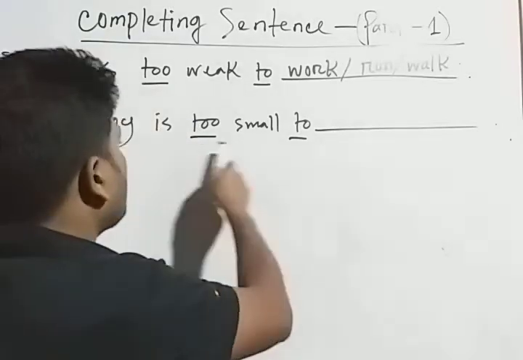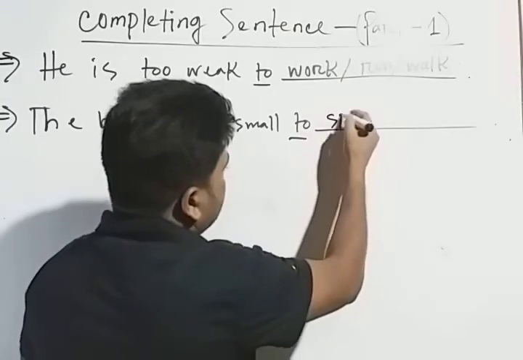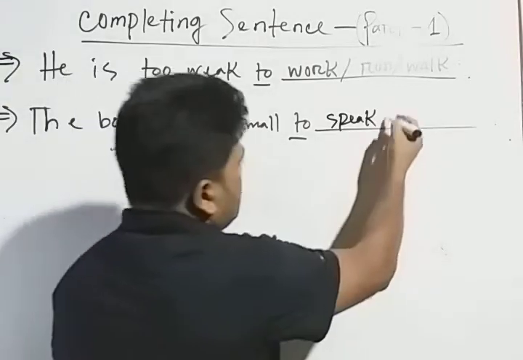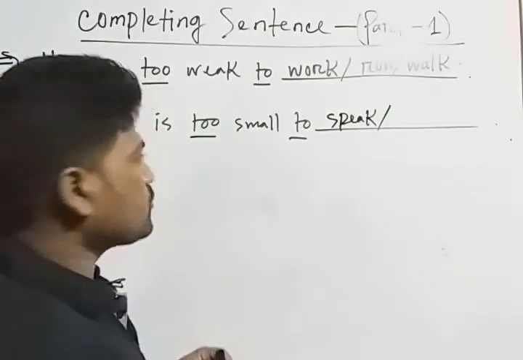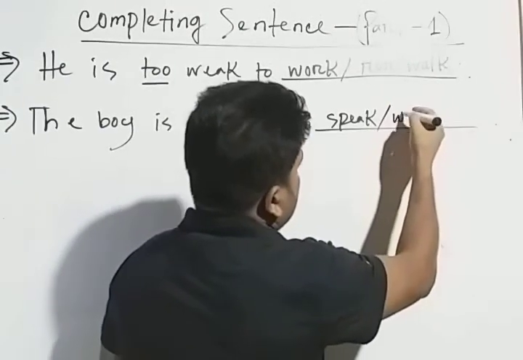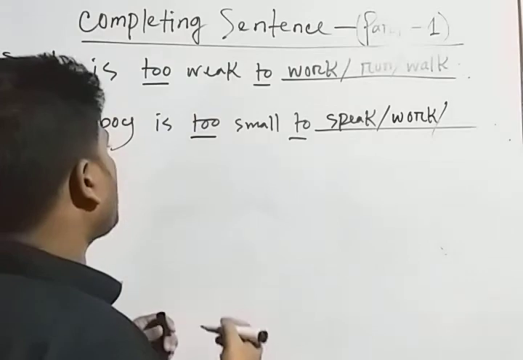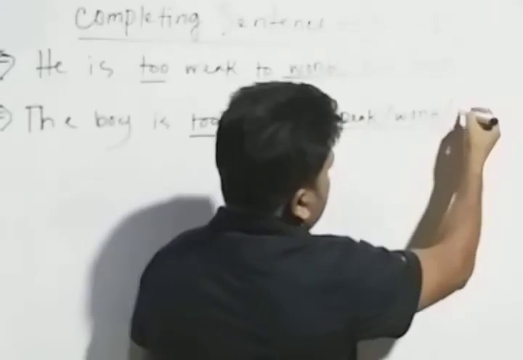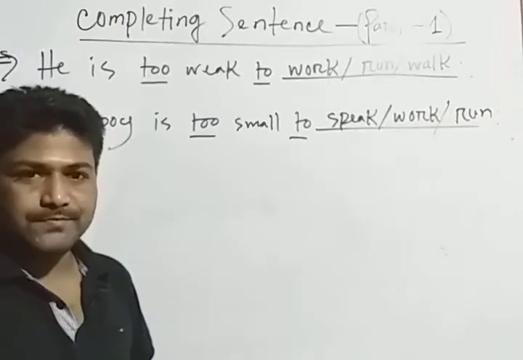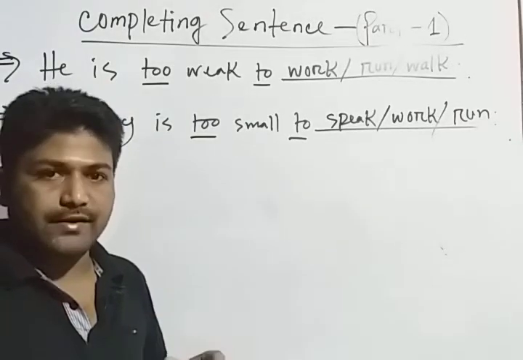Okay, dear learners, the boy is too small to speak. We can use here speak, and then we can also use here the boy is too small to work, or the boy is too small to run. Okay, dear learners, you have understood and realized very clearly, right?